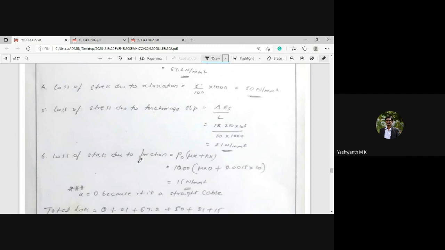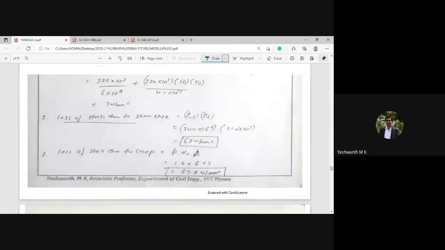Next, loss of pre-stress or stress due to friction. That is P naught into mu alpha plus Kx. This is the formula. When it is small, we are going to neglect the exponential terms and we are left with only Px equal to P naught into mu alpha plus Kx. We know what P naught is, that is the initial pre-stress. And what is mu? Coefficient of friction between cable and duct.